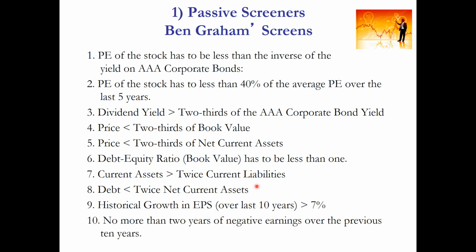Current assets have to be higher than twice the current liabilities. That means the firm must have a very good liquidity position. Debt has to be less than the net current asset, so firms must have liquid assets to be able to pay out debt. Historical growth in EPS has to be higher than 7%, with no more than 2 years of negative earnings over the previous 10 years. So when all these rules come together, he is looking at firms with solid business fundamentals that have a low price relative to some measure of their fundamental value.